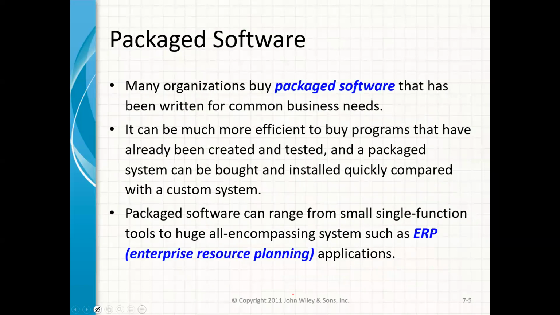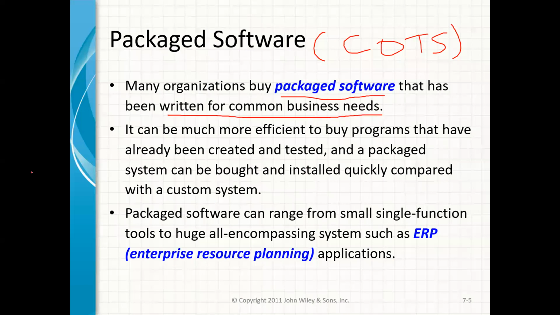Okay, so here we are in packaged software, and this is what I referred to as commercial off the shelf, or COTS. Many organizations buy packaged software that has been written for common business needs. The same example, word processing. It's there just for people to write some documents. Or a spreadsheet: if you need to do some calculations, you know Excel, the way Excel works. Those systems are there for common business needs. Anyone will need that kind of system.